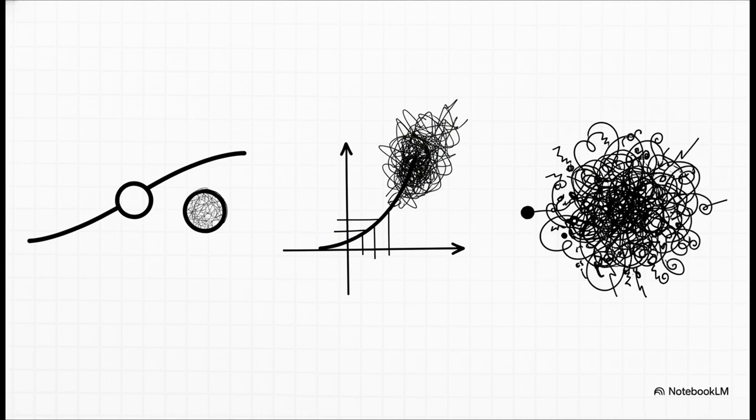You've got your removable kind, which is like a tiny little pothole in the road that you can just pave over. Then you have a pole, and that's a serious one. That's where the function's value just blows up to infinity. And then there are essential singularities, which are just pure, wild chaos. Figuring out which kind we're dealing with is absolutely crucial.